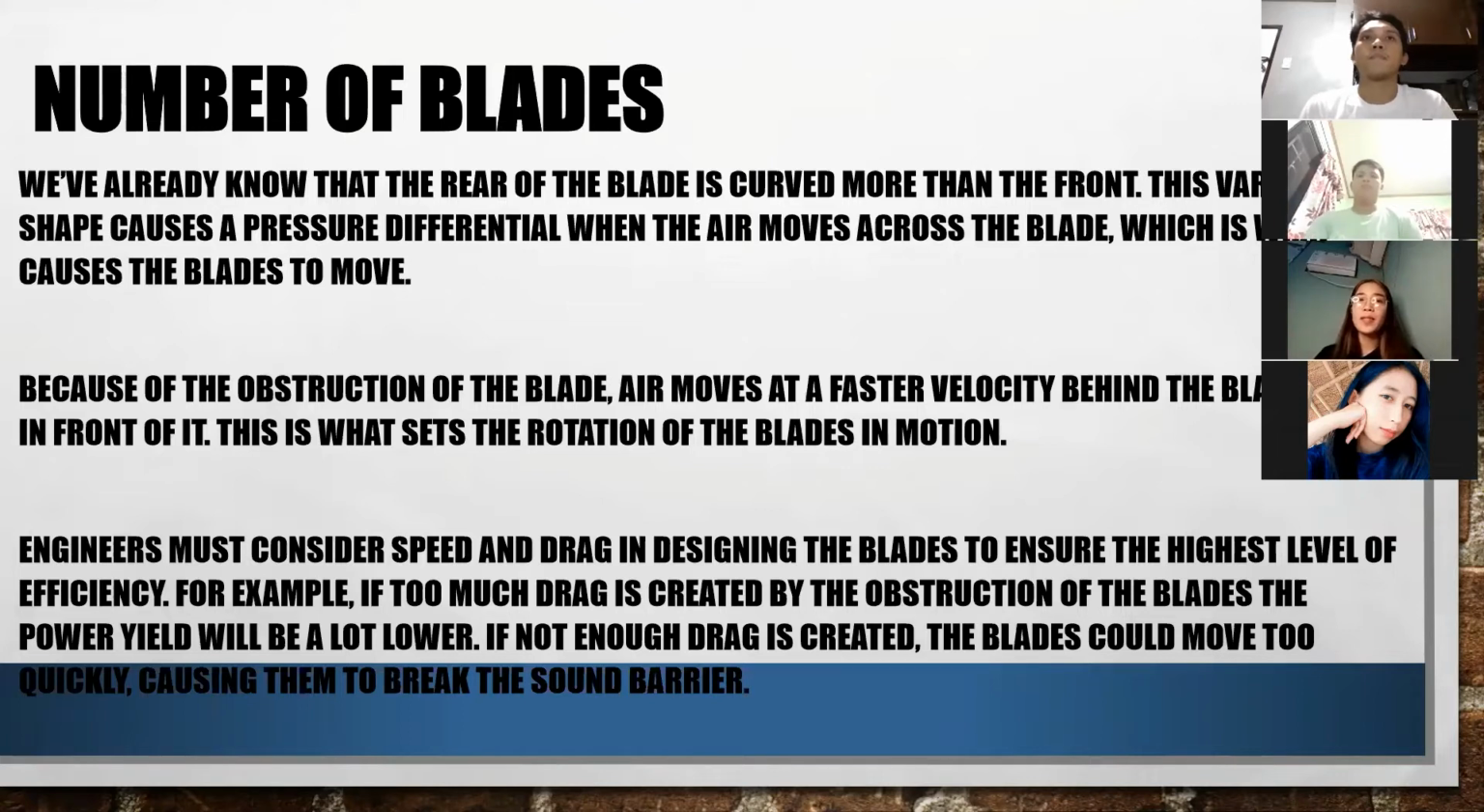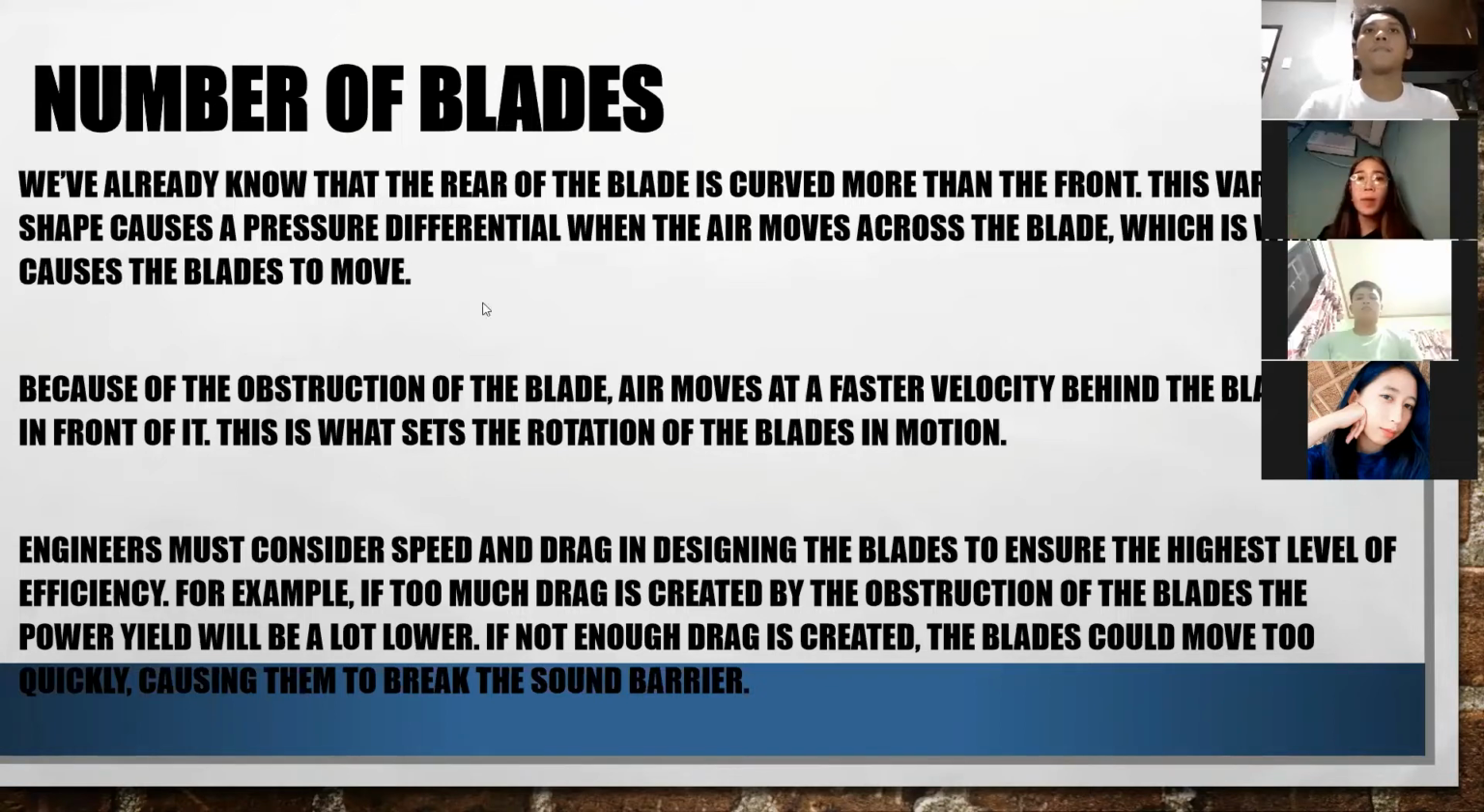Number of blades. We already know that the rear of the blades is curved more than the front. This varied shape causes a pressure differential when the air moves across the blade, which is what causes the blades to move. Because of the obstruction of the blade, air moves at a faster velocity behind the blade than in front of it. This is what sets the rotation of the blades in motion.